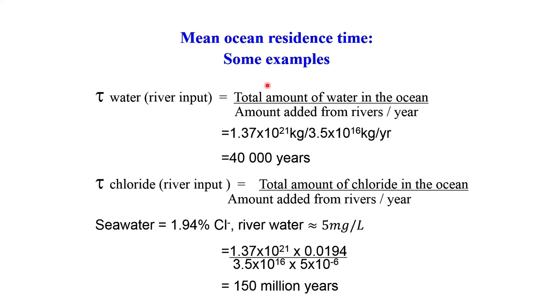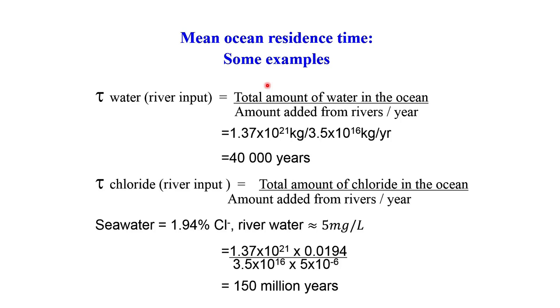So you can do the same thing with stuff that's dissolved. With chlorine, the concentration of chlorine in seawater is 1.9%, and in river water it's 5 milligrams per litre, so 5 parts per million. So we can work out the total amount of chloride in the ocean. That's the mass of the ocean times the concentration. And the flux is the flux of water, which is this 3.5 times 10 to the 16, times the concentration.